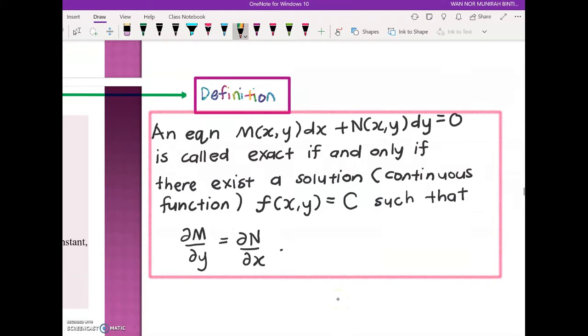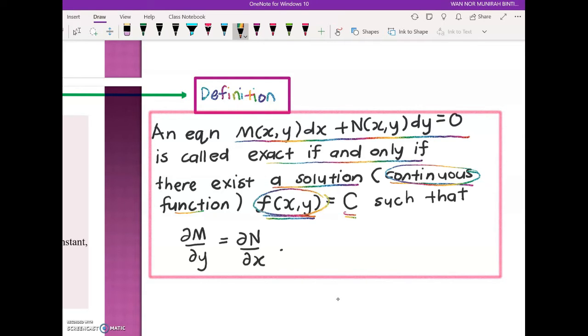We can say that if you have M dx plus N dy equals 0, it is called an exact equation if and only if there exists a solution. You must have a solution where your solution is a continuous function. We call it f(x,y), and this f(x,y) equals a constant. Any constant, you can name it; let's say we call the constant c. So you have a solution where the solution is a continuous function, f(x,y) equals a constant c, such that del M del y equals del N del x.